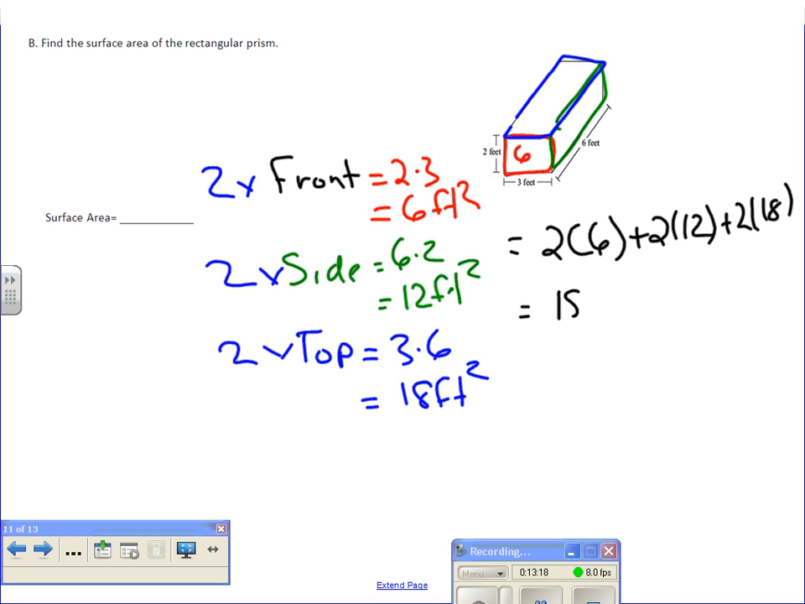That'll be, I keep wanting to do that. That is 12 plus 24 plus 36. If we add this all together, 12 plus 24 is 36. 36 plus 36 should be 72 feet squared. So that's the entire surface area of the box here.